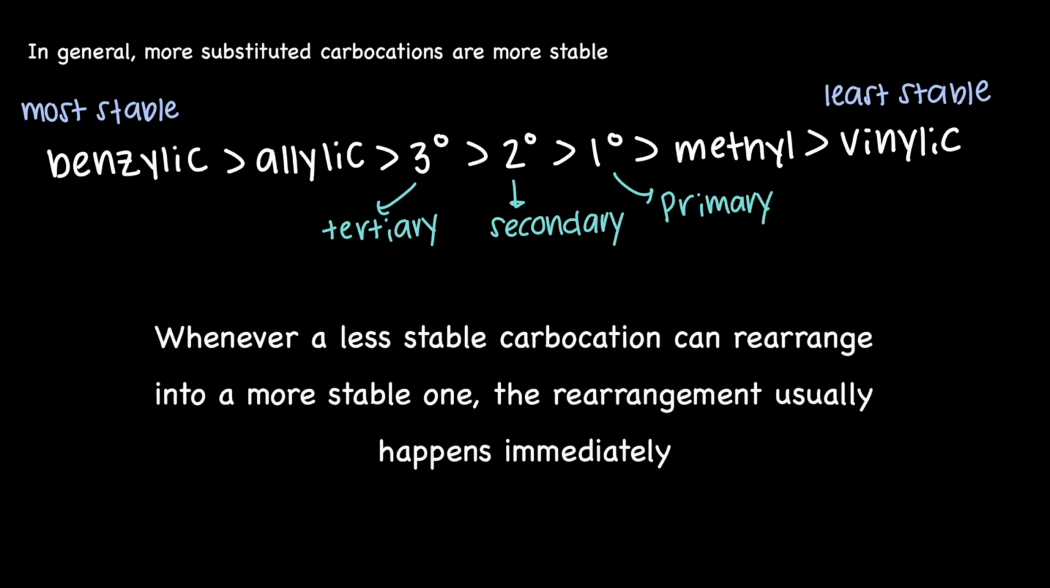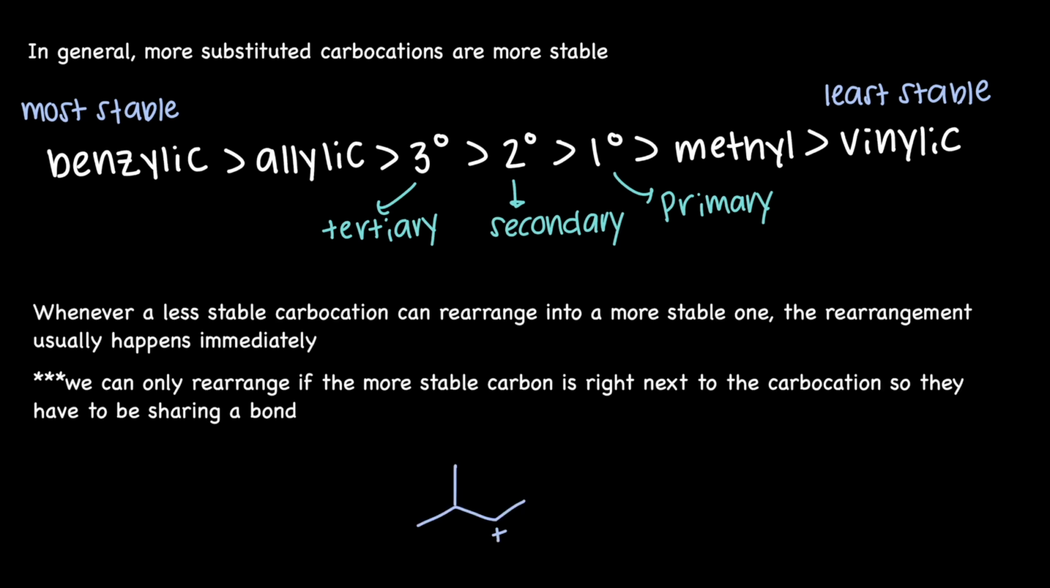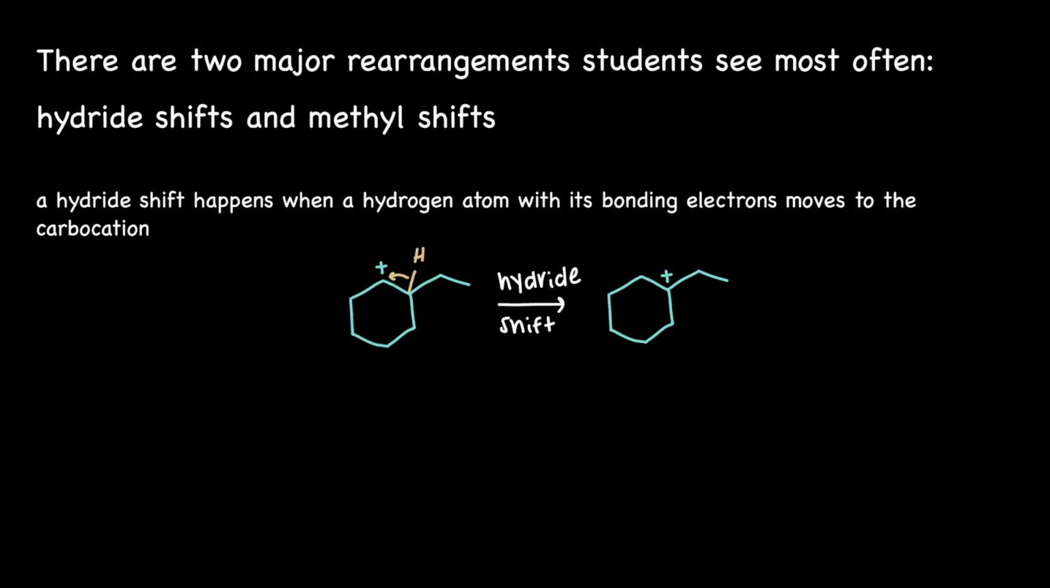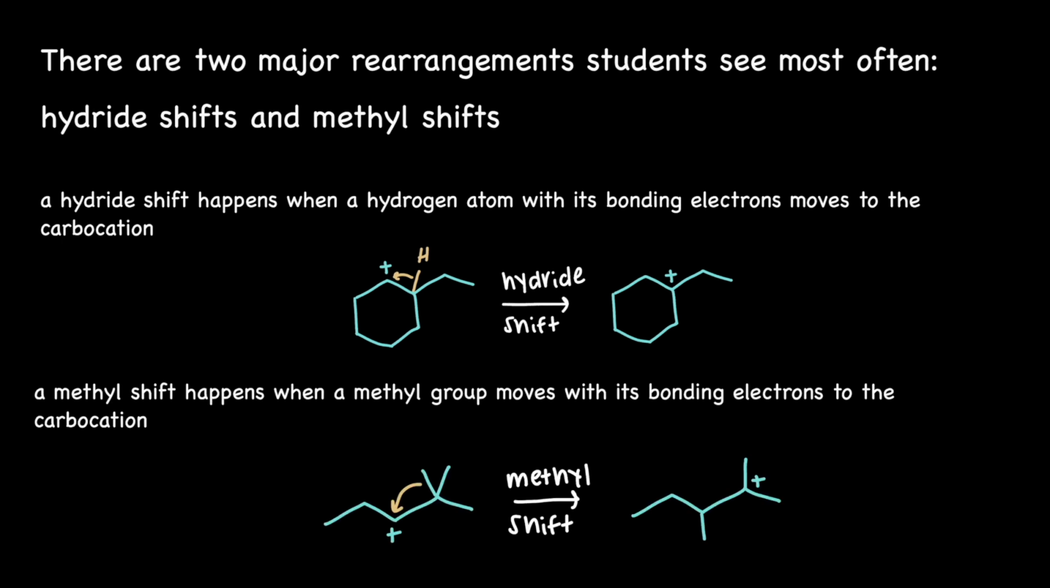So whenever a less stable carbocation can rearrange into a more stable one, the rearrangement usually happens immediately. We can only rearrange if the more stable carbon is right next to the carbocation, so they have to be sharing a bond. There are 2 major rearrangements students see most often: hydride shifts and methyl shifts. A hydride shift happens when a hydrogen atom with its bonding electrons moves to the carbocation. A methyl shift happens when a methyl group moves with its bonding electrons to the carbocation.